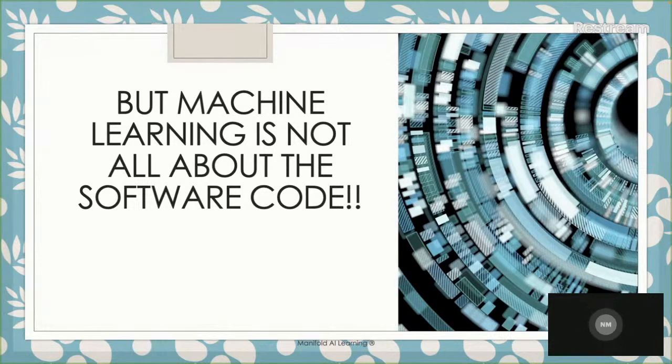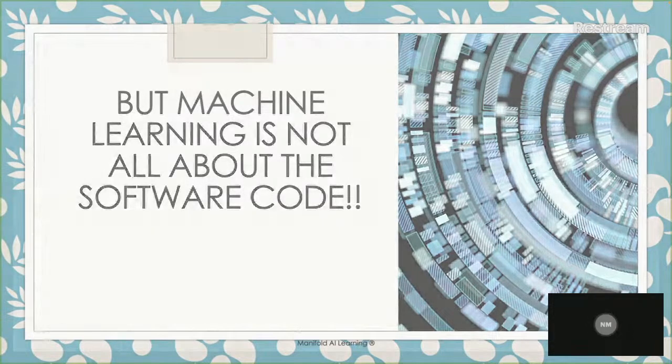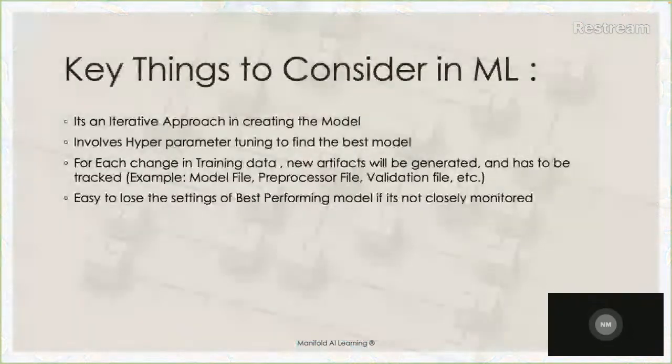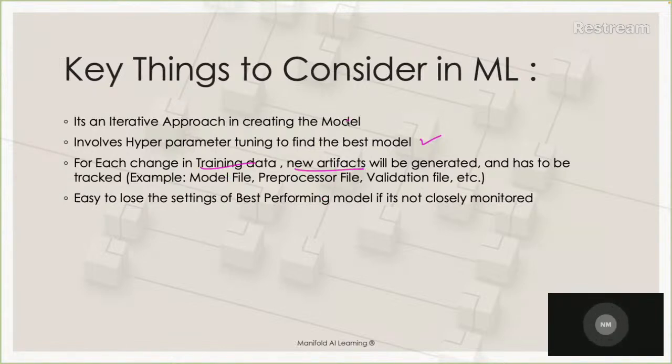Now, when I talk about machine learning, it's an iterative approach. When it comes to the creation of a model, we'll be taking up an iterative approach. This would involve hyperparameter tuning to find the best model. This would involve retraining my entire model whenever there is a change in the training data set. And when I change the data set, a new model will be generated, which means a new artifact will be generated. And this has to be tracked as well if the data changes. So you will have to track the model file, preprocessor file, validation file, along with the code. If you have made some changes in the way that you are processing the data set, then you have to track the software code as well.